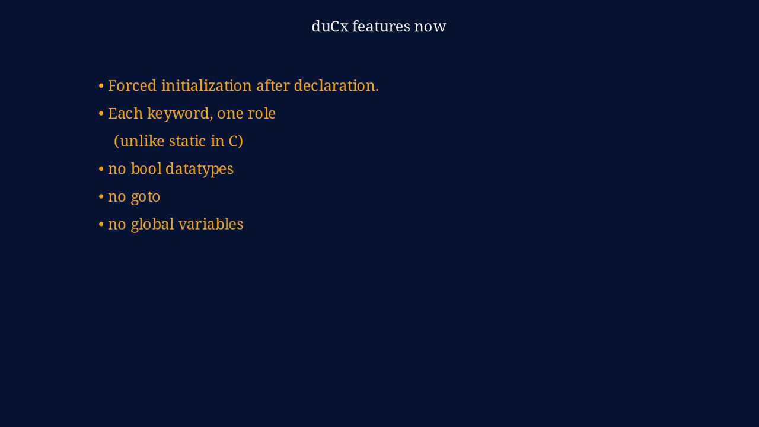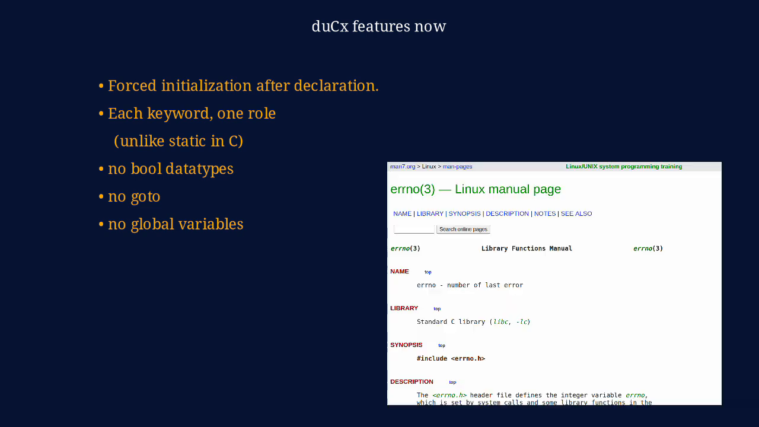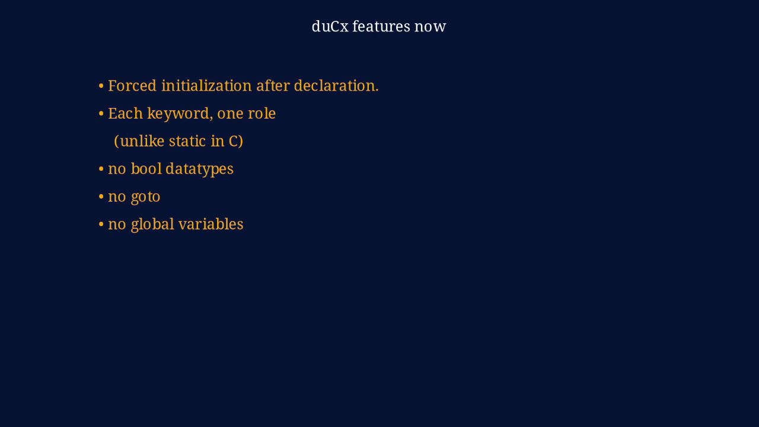Also, no global variables. Now, we'll see how well that's going to work, especially if I want to maintain compatibility with C. In C, some of the API kind of forces you to use global variables like errno and stuff like that. But I think it's just generally better practice if you don't use them.